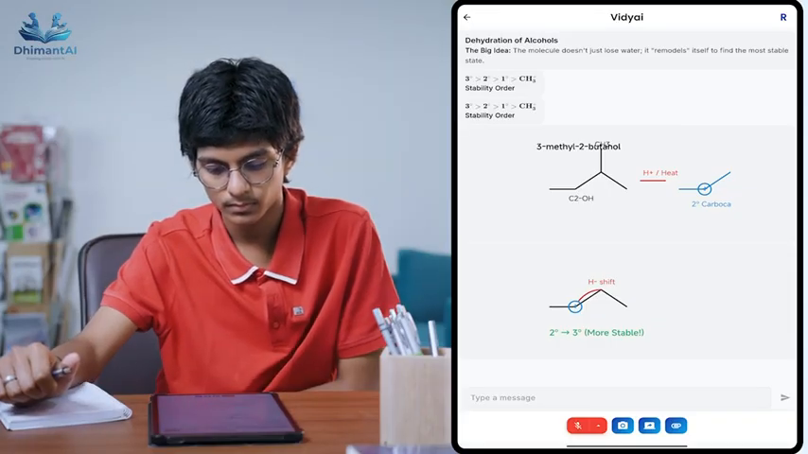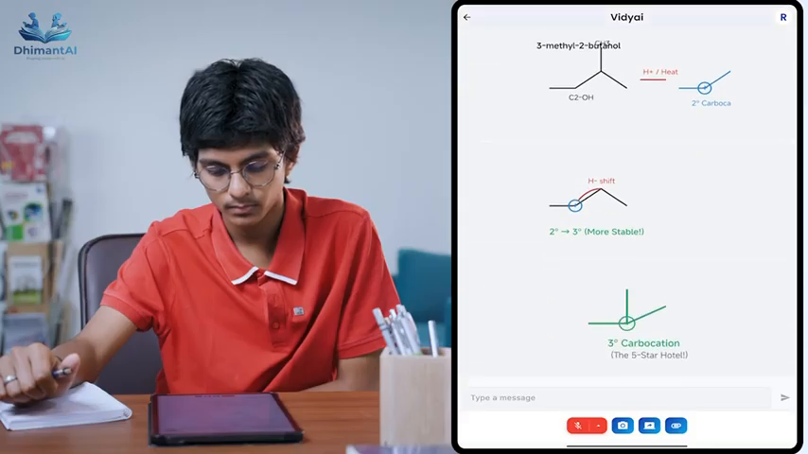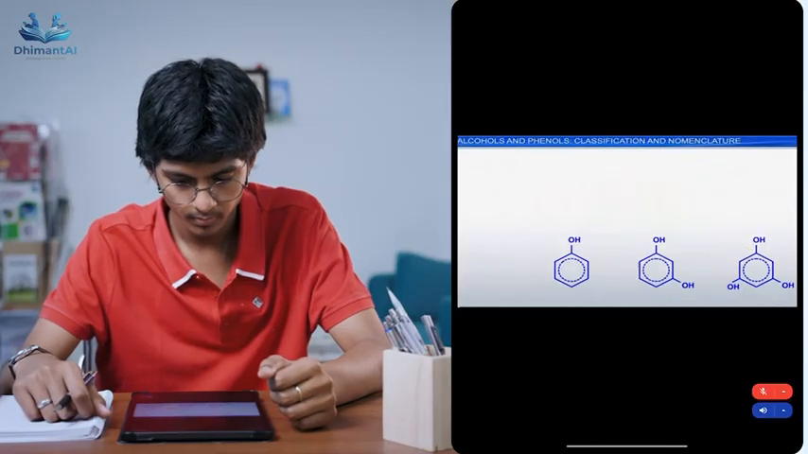If he wants to understand the concept more visually, he switches to co-watch mode, where Dhimant watches the lesson video with him and helps him focus on the important parts.